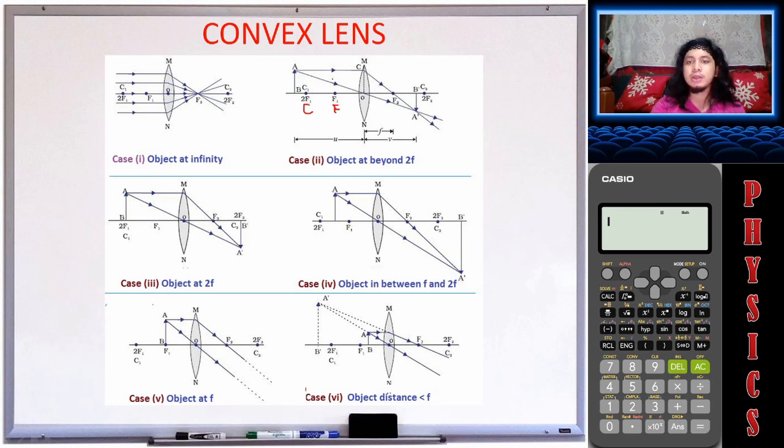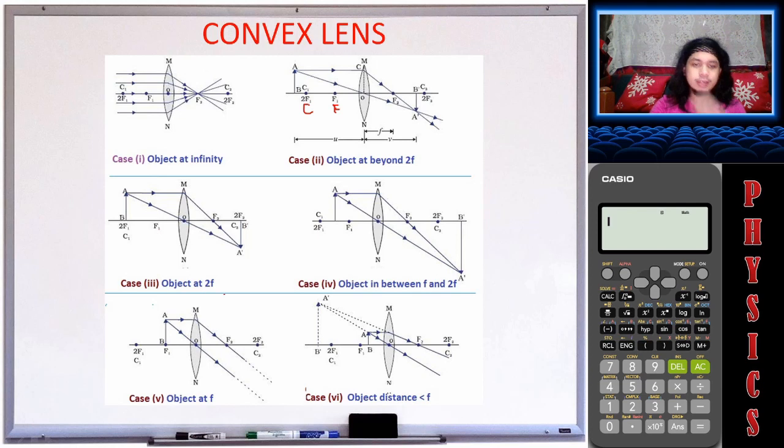So, intersection ng mga light rays sa dadaan, anong nangyayari dyan? Kapag daw beyond C ang object, ang image na mapuproduce ay smaller and inverted. Ayan, ito yung image, ito yung object, smaller and inverted.